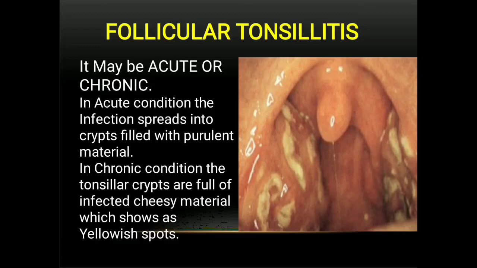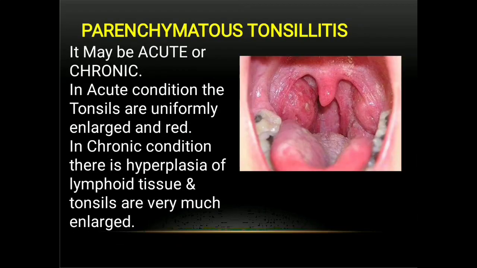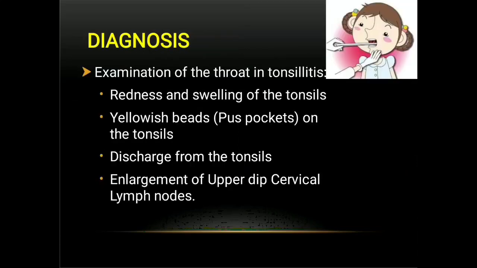Follicular tonsillitis. It may be acute or chronic. In acute condition, the infection spreads into crypts filled with purulent material. In chronic condition, the tonsillar crypts are full of infected tissue material which shows as yellowish spots. Parenchymatous tonsillitis. It may be acute or chronic. In acute condition, the tonsils are uniformly enlarged and red. In chronic condition, there is hyperplasia of lymphoid tissue and the tonsils are very much enlarged.